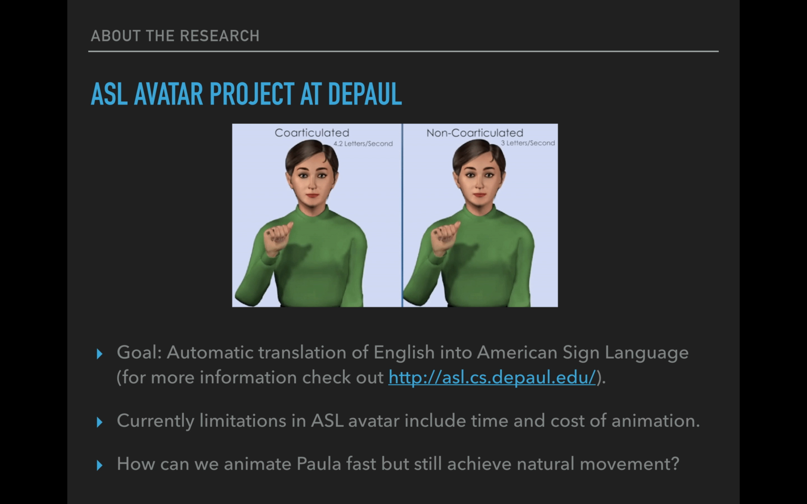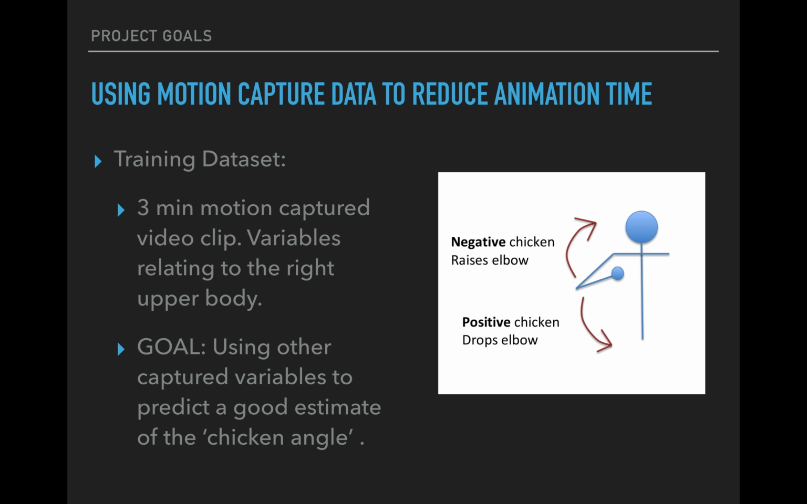Now for this project, I am focusing on the chicken angle, which can be understood as the angle of the elbow in relation to the shoulder or the body. The data set I'm training my model on is a 3-minute clip of an ASL signer with the variables subsetted focusing on the upper right body.